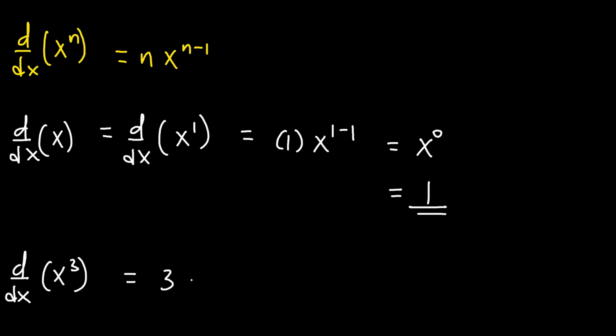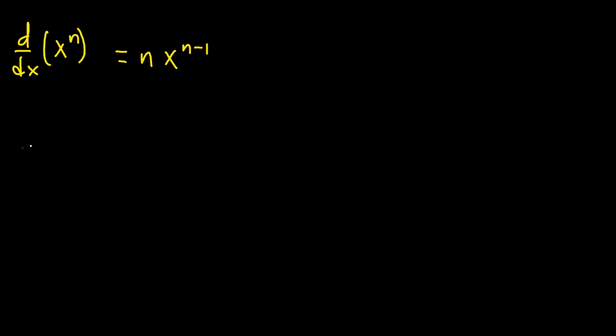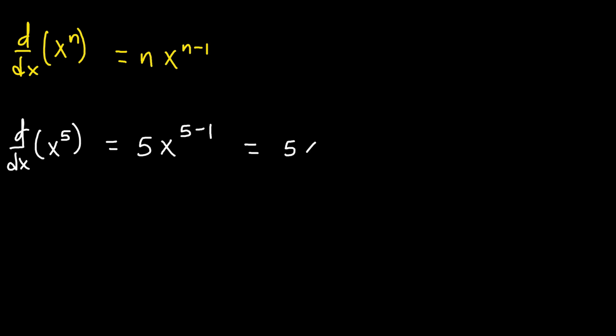And if you want, let's say, the derivative of x to the power of 3, this will be equal to 3 times x to the power of 3 minus 1, which will be equal to 3 times x to the power of 2. Now you try out this. Find the derivative of x to the power of 5. This will be equal to 5 times x to the power of 5 minus 1, which is equal to 5 times x to the power of 4.